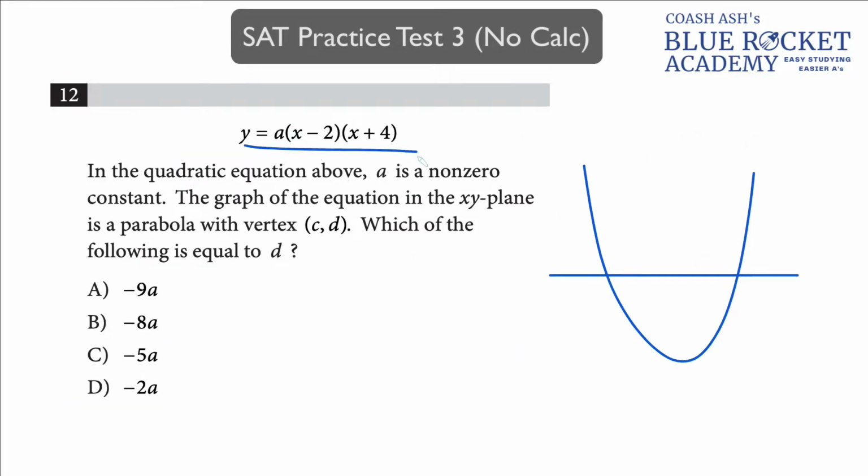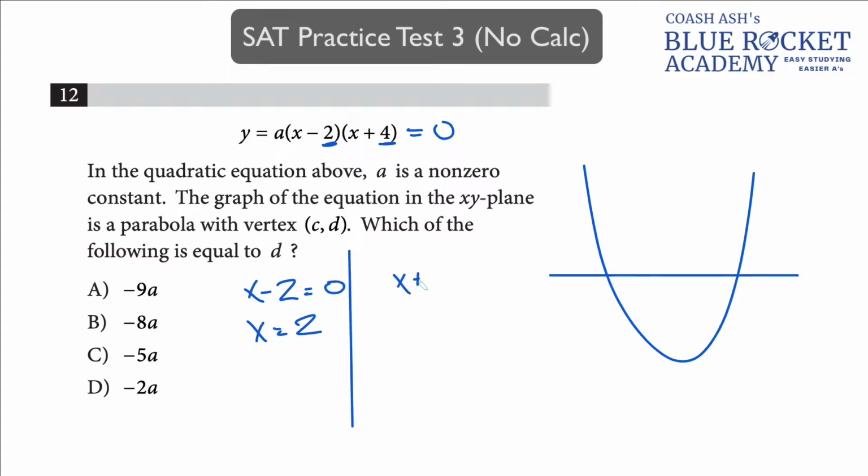Anytime the SAT gives you this kind of equation, remember it's got two factors and it's a quadratic equation. The purpose is that you set this equal to 0. And once you set this equal to 0, you can immediately take this value and the negative of this value, and they are the intercepts. So what is the intercept? You said x minus 2 is equal to 0, so x is equal to 2. And then x plus 4 is equal to 0, and therefore x is equal to negative 4.